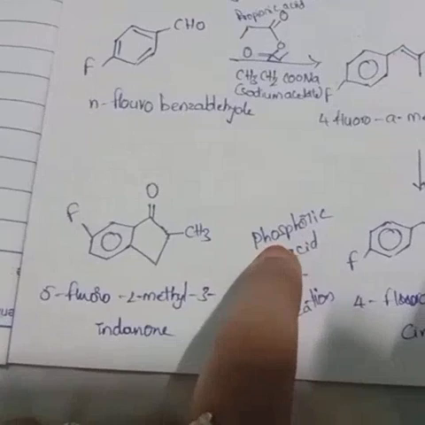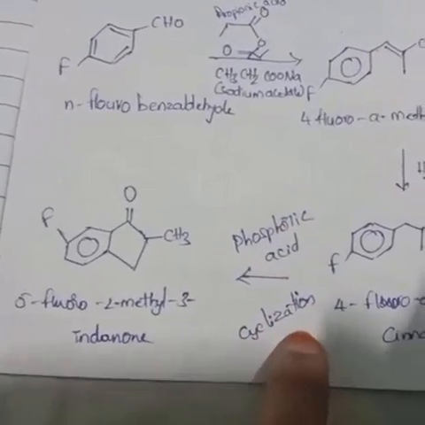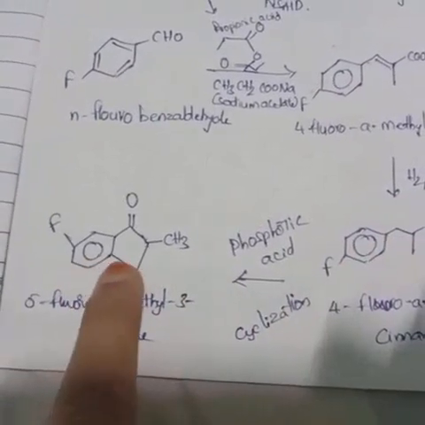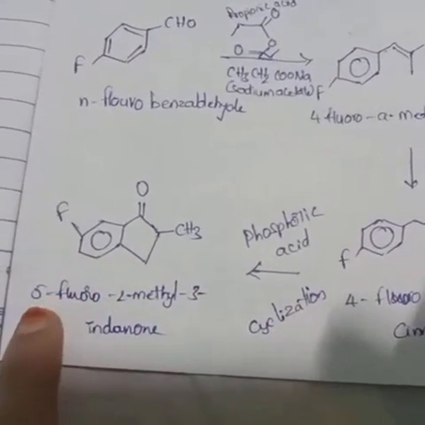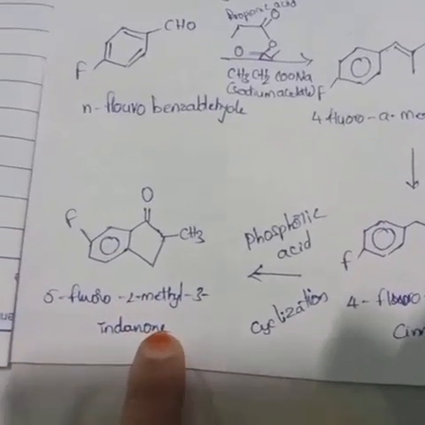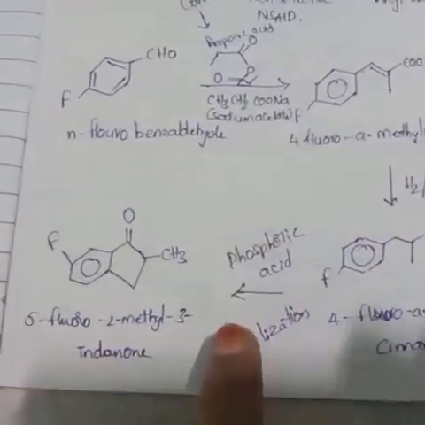To this, in the presence of phosphoric acid, it undergoes cyclization. See here, the open ring is there. Here cyclization occurred. 5-fluoro-2-methyl-1-indanone. In the presence of phosphoric acid, it undergoes cyclization.